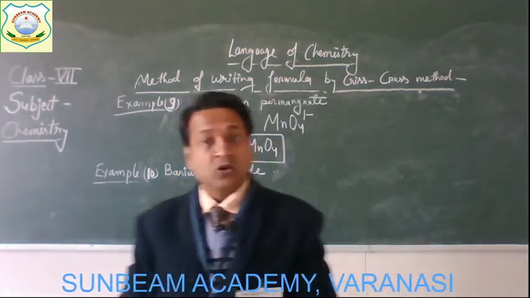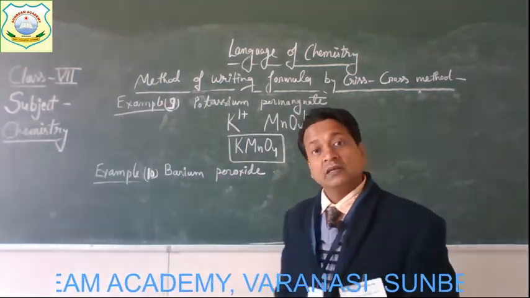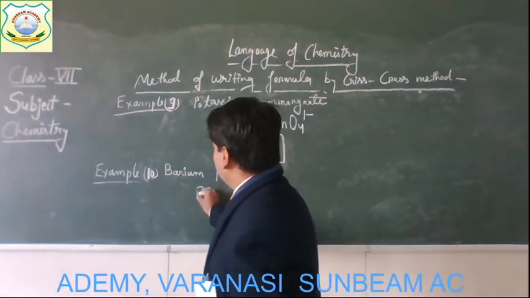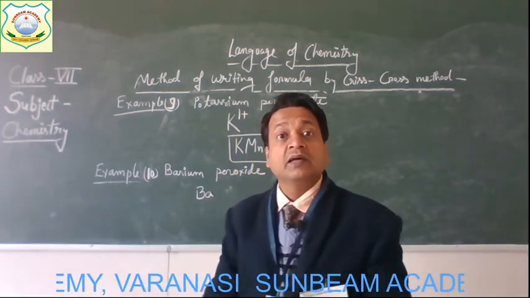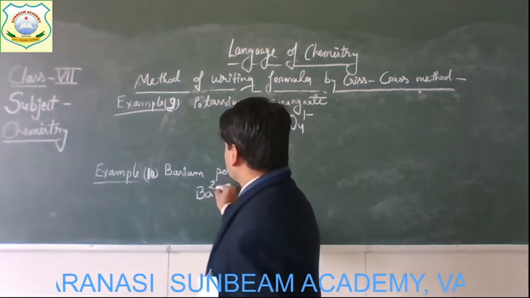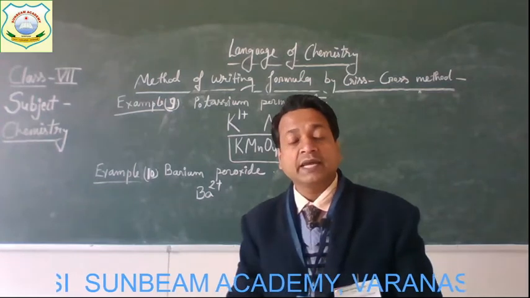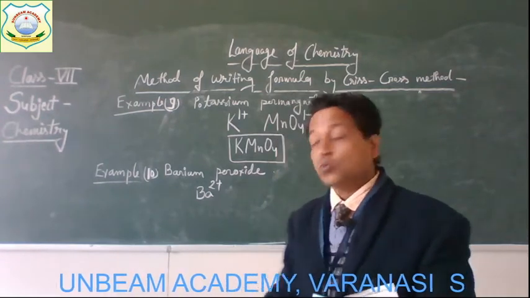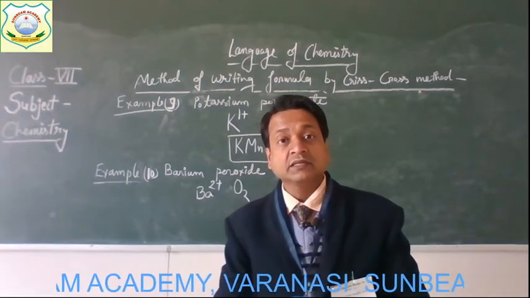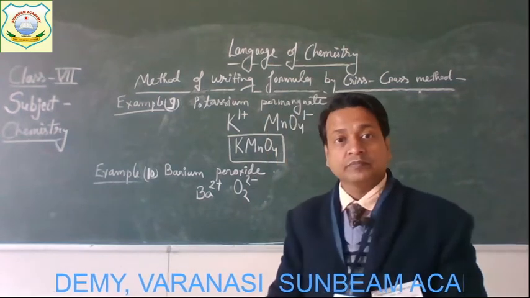Barium peroxide. So according to the crisscross method, the first step is we will write the symbol. So the symbol of barium is Ba and the valency at the top, and the valency of barium is +2. Now the peroxide, its symbol is O2 and the valency of peroxide is -2.